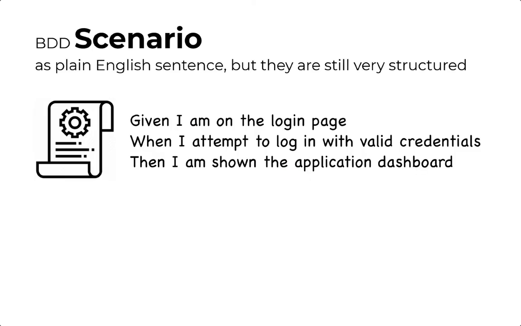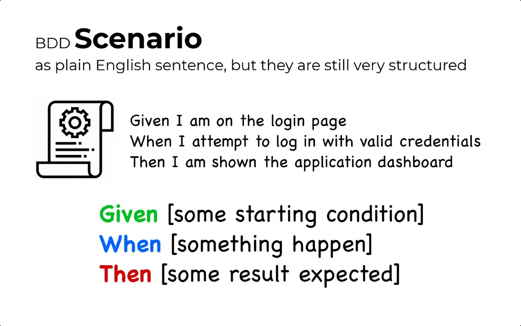Here is an example of a successful login scenario. Given I am on the login page, when I attempt to login with valid credentials, then I am shown the application dashboard. And here the given portion tells the starting condition for the example. The when line tells what you actually do, and then tells what results are expected.